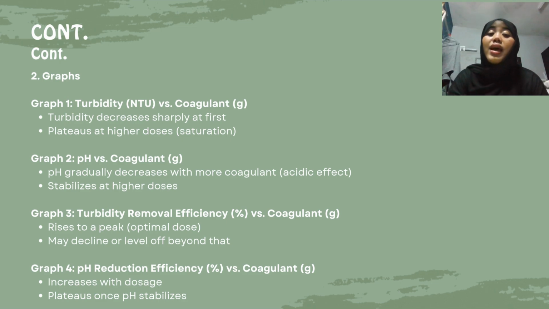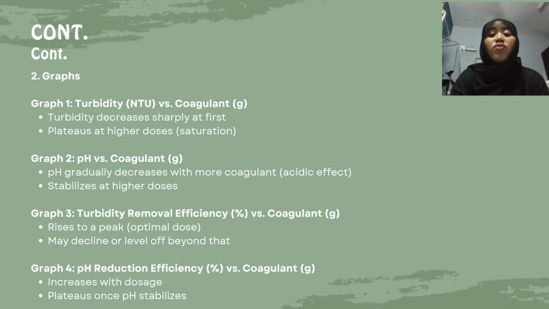We then calculated the changes in turbidity and pH compared to the initial value, labeled as delta turbidity and delta pH. To better understand the effectiveness of the process, we also calculated the percentage efficiency of turbidity removal and pH adjustment. This shows how well each dosage performed relative to the untreated water. This table gives us a structured and detailed look at how different amounts of coagulant impact water clarity and acidity, which will be further analyzed in the graphs and discussion that follow.